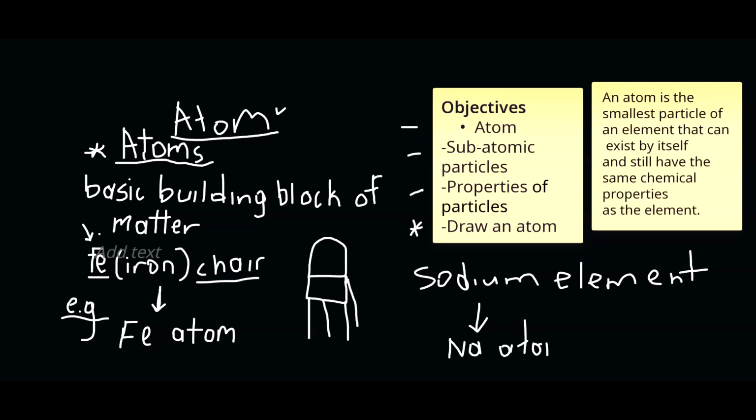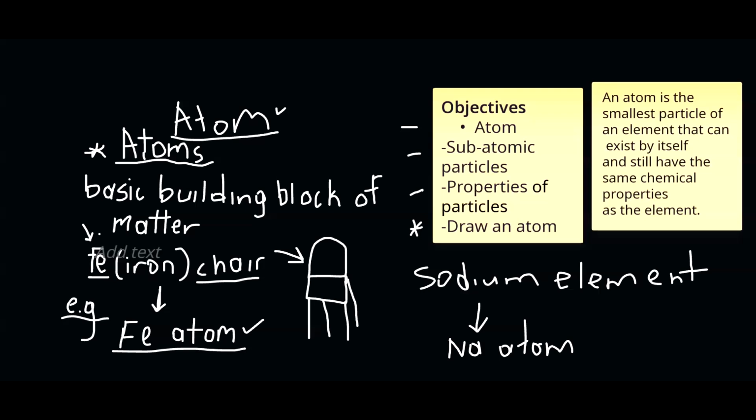So using this simple example here, if you have an iron chair, you would have iron element, right? And in that you would have the iron atom, because as I mentioned before, the iron element would contain iron atoms. So that's the simple definition for atom.